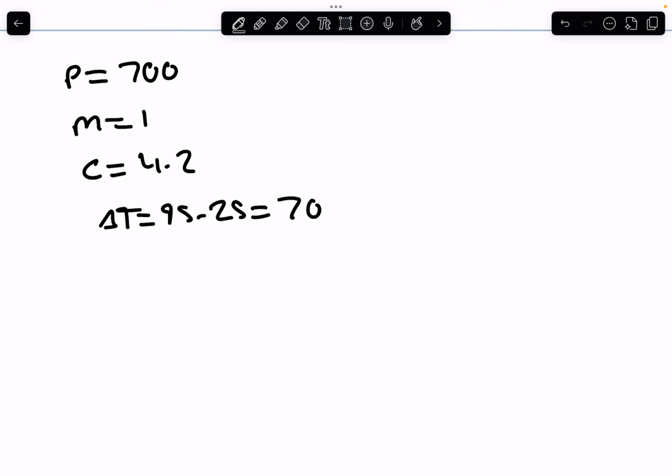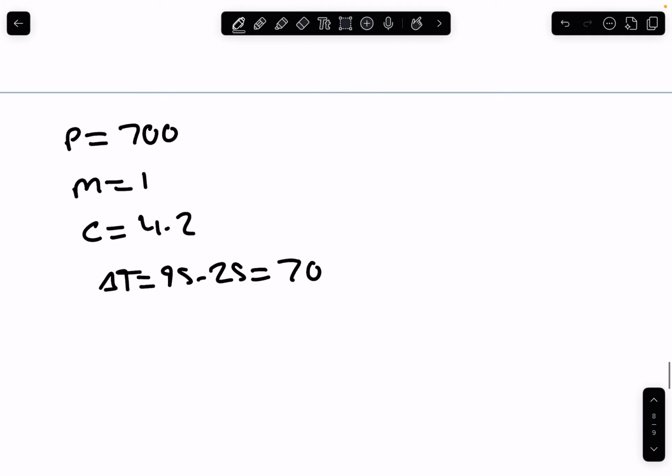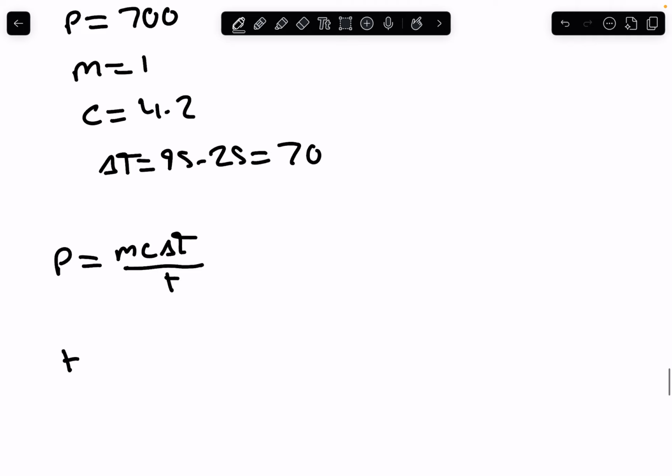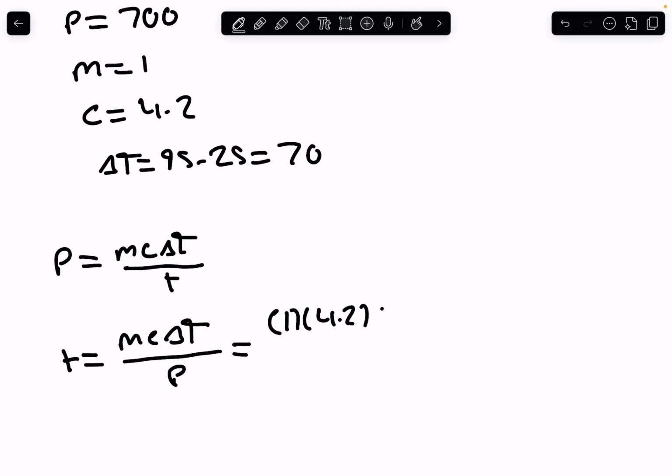Now, I want you to remember one of the questions we solved, that we know that the power equals mc delta T over time. So if you rearrange for it, let's write it here, mc delta T over T. We have all the others. So just rearrange T equals mc delta T over P, which is equal to 1 times 4.2 times 70 divided by 700. Use your calculators, you'll find that it is equal to 21 over 5, which is 0.4.